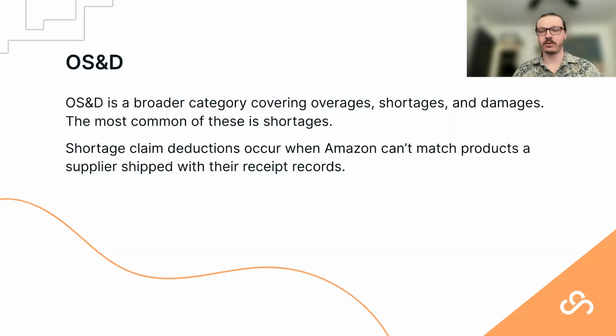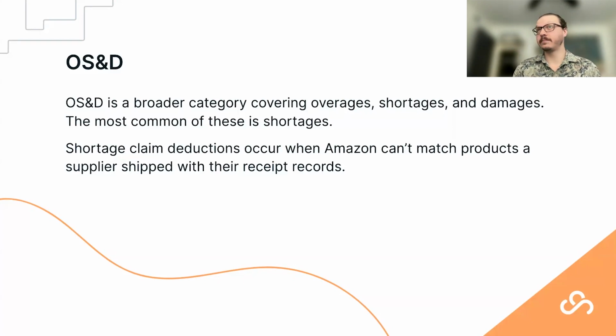And as far as what shortage claims are, it's really just where Amazon can't match products that a supplier has shipped to them with their receipt records. So they're playing a matching game with the physical inventory in the fulfillment centers against the invoices that a vendor or supplier submits to them. If there's any issue in that matching process, this is essentially where a shortage will occur.